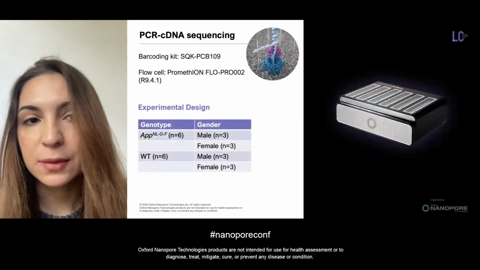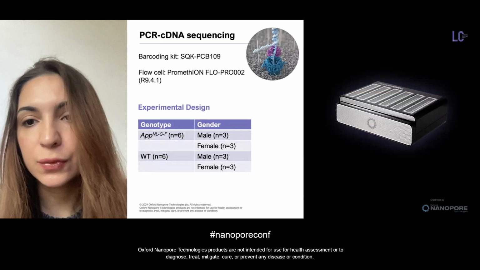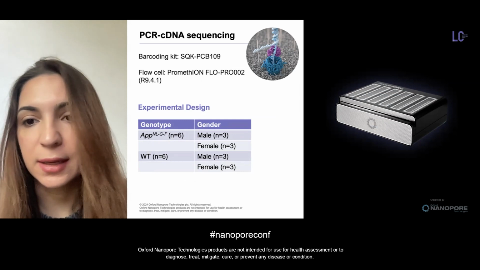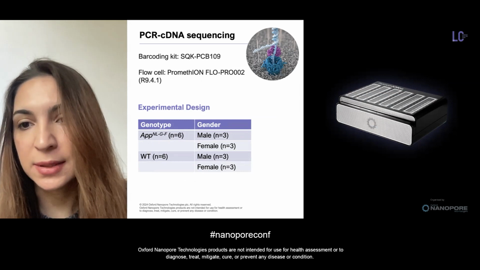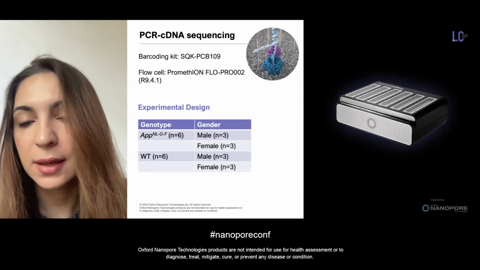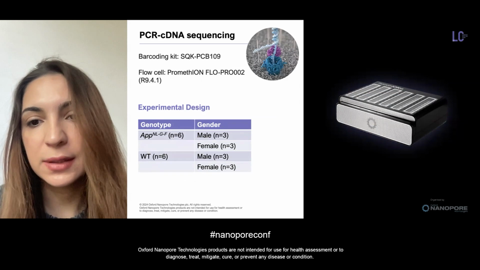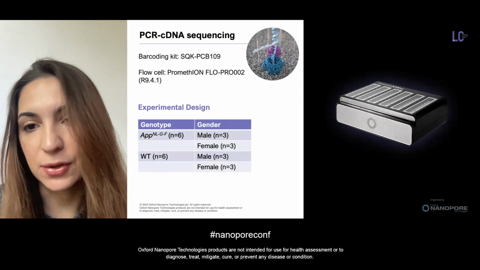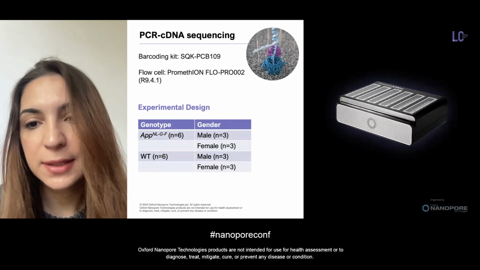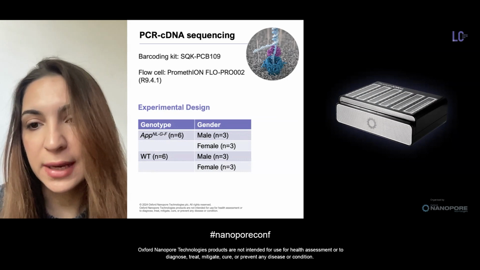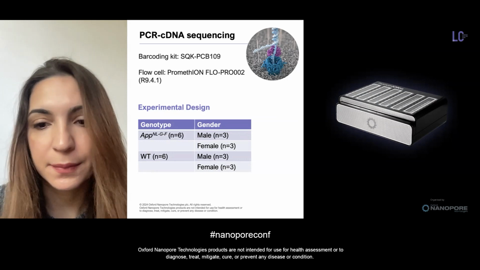For this experiment, we have used bulk tissue from cortex and used PCR cDNA sequencing kit, specifically SQK-PCB109 barcoding kit, and we have used PromethION 48 flow cell with R9.4.1 chemistry. We have six replicates in each genotype, and we have controlled for sex and possible batch effects due to pooling or sequencing.